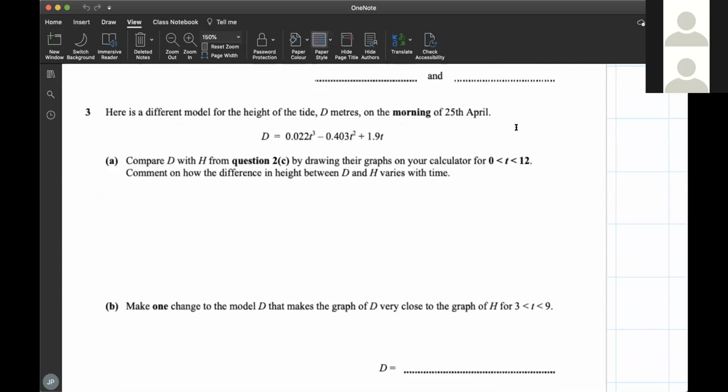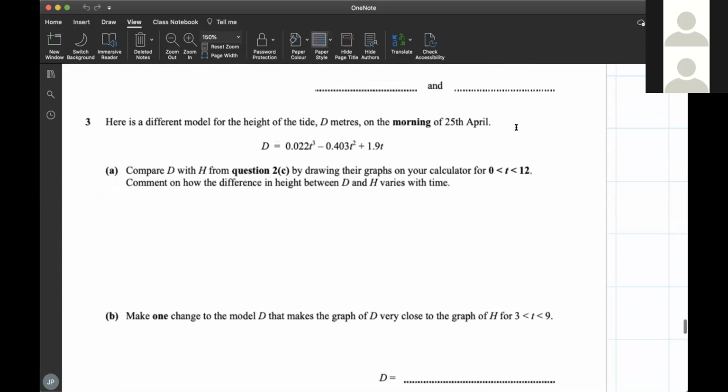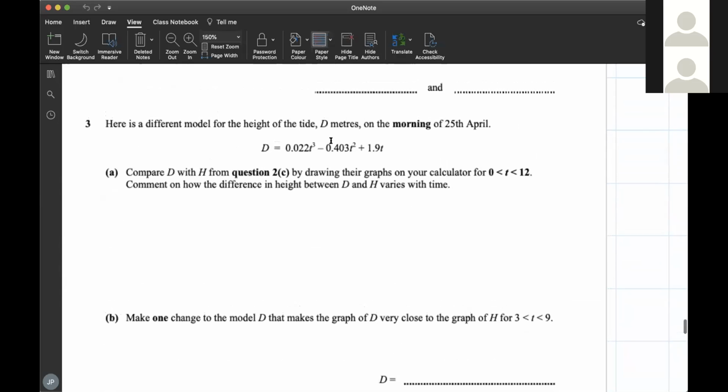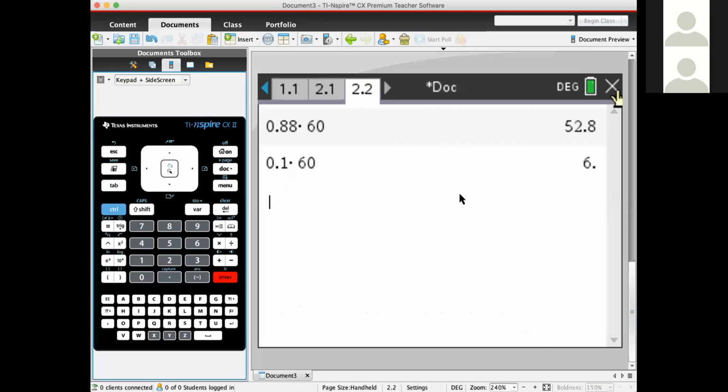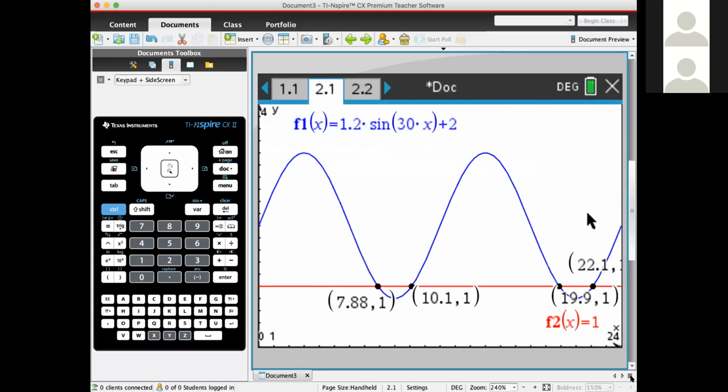That's the only thing. Okay, so this is the second model, and we're looking at a cubic model, and you're trying to compare the two models. Okay, and it's between 0 to 12. All right, so I'm going to go back to my calculator, and here's the calculator. As you can see, I was converting from hours to minutes, and that's the model that we have. This is my original sine, okay?